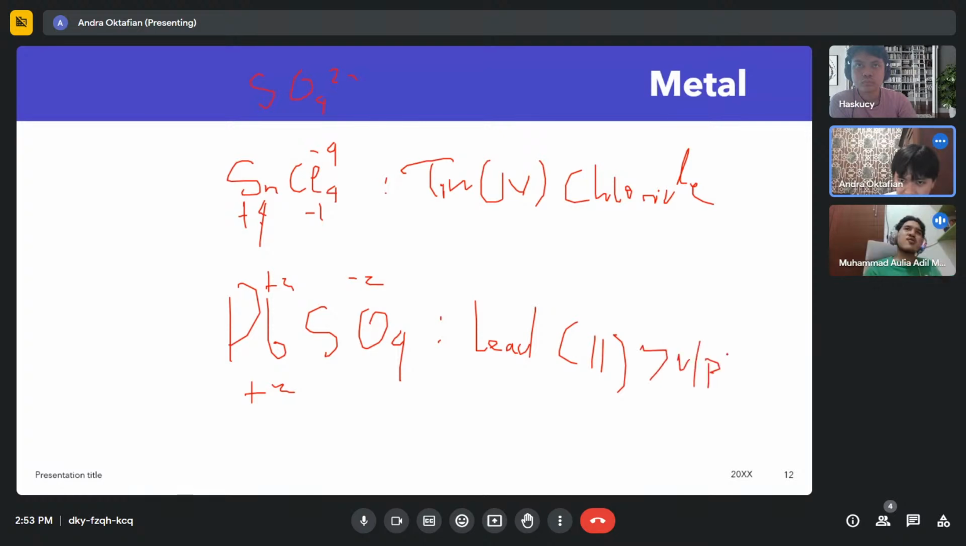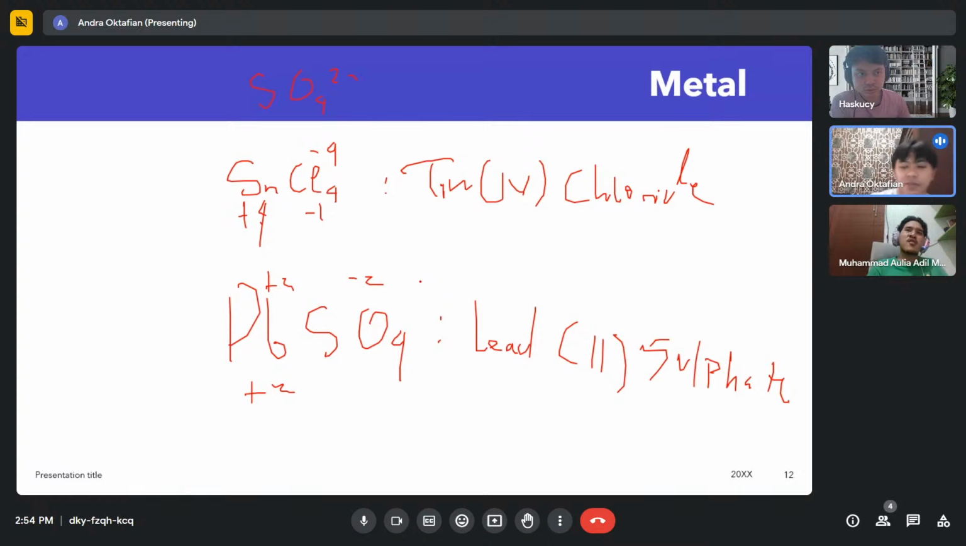Why do we need that two stuff? Because it is the naming way, the naming convention. I see. Is it plus four? Is it not because of the oxidation state?